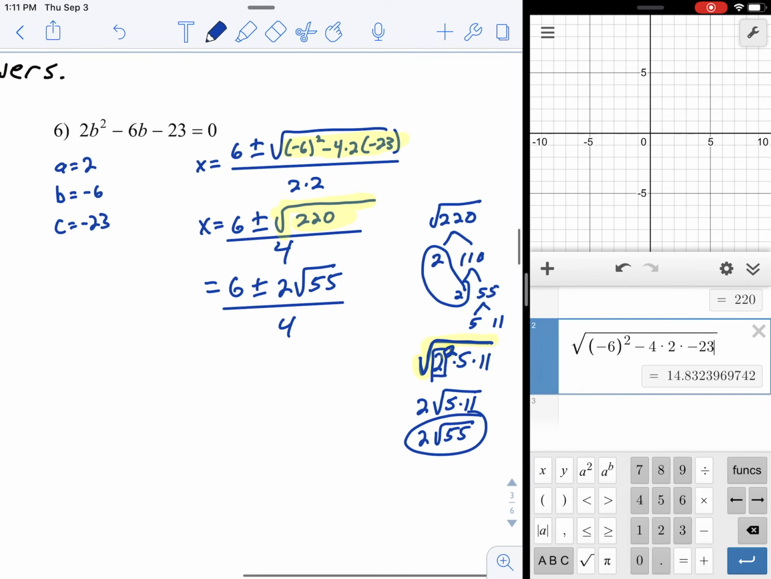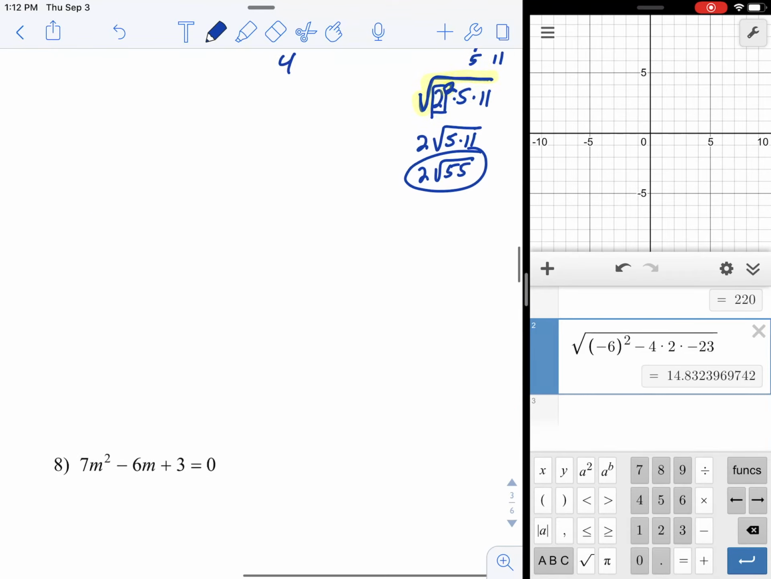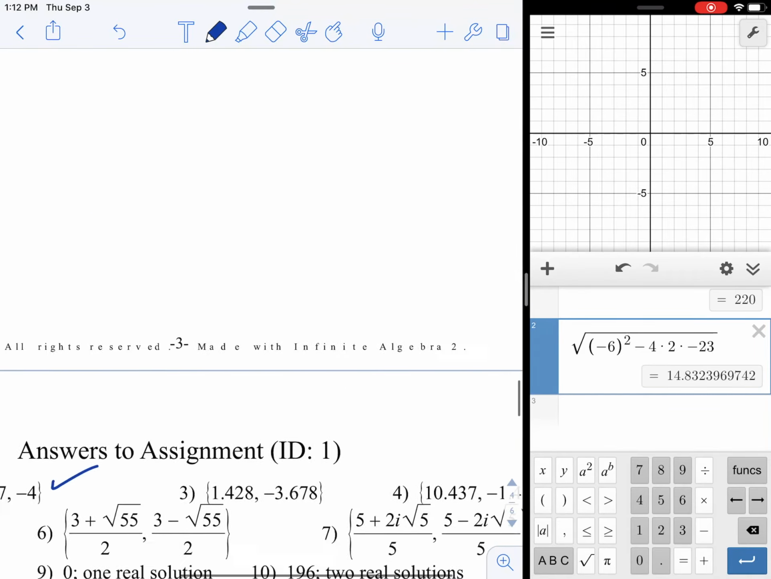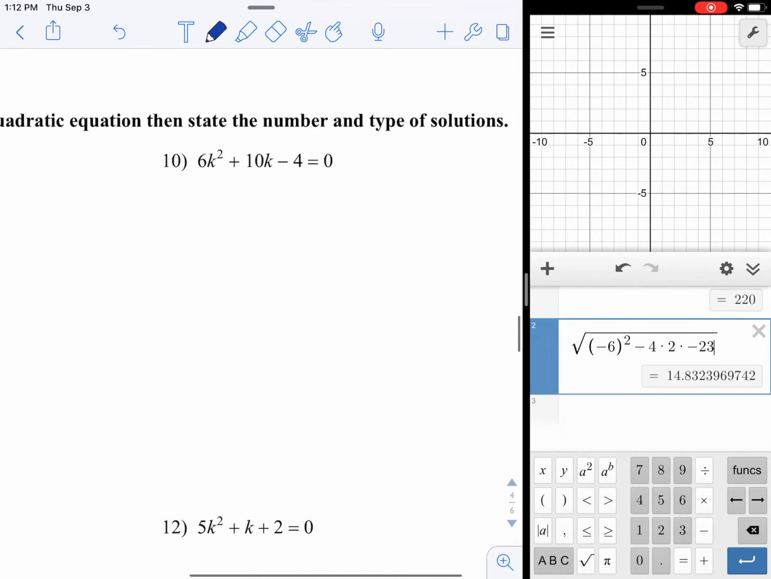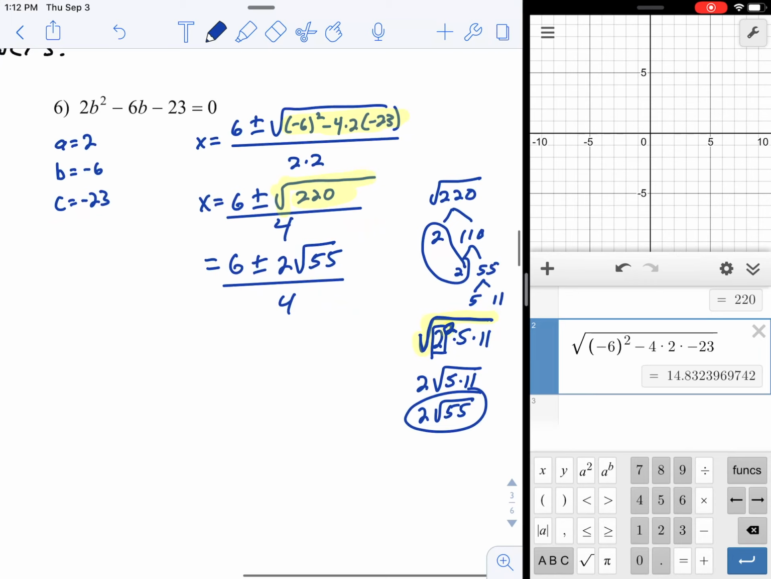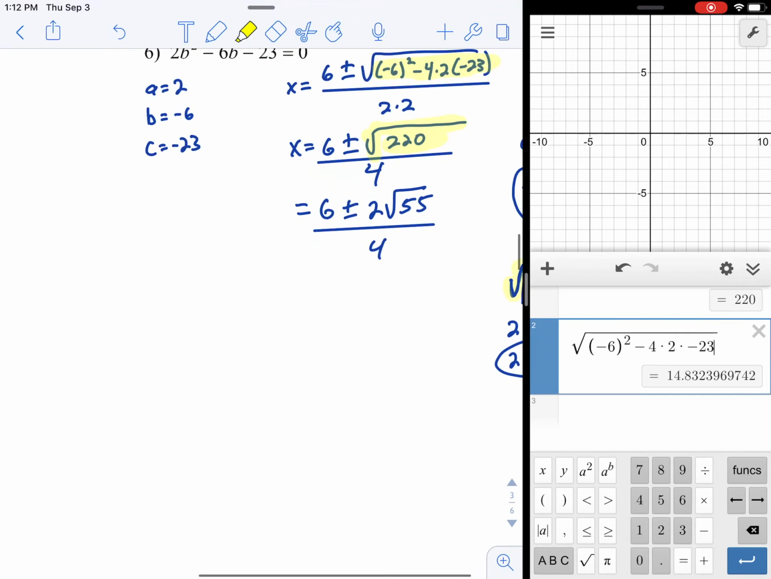But I'll tell you, if I circle this and then go to check my answer, it's still not going to be right. Let me just show you. Let me go down to number 6, wherever it is, right here. And it's 3 plus or minus radical 55 over 2. So it's not a 6, there's not a 2 here, there's not a 4 there. What's up with that?